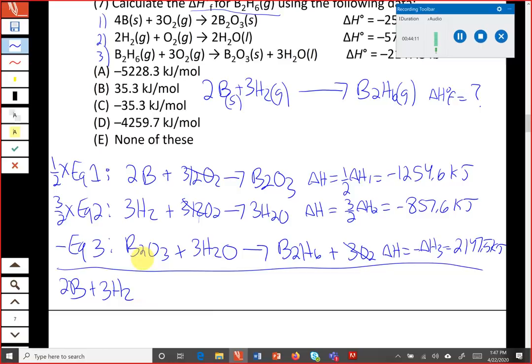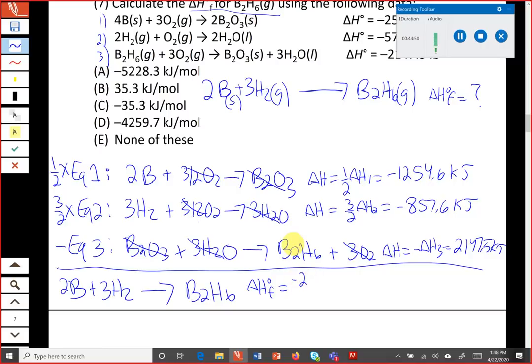And then here we have B2O3. B2O3 appears as a reactant, but it cancels out with the B2O3 on the product side, so we don't have any B2O3. And then our 3H2O on the reactant side and 3H2O on the product side cancel out. All that's left on the product side is B2H6. So that verifies that these 3 modified equations add together correctly to give us 2 boron plus 3H2 going to B2H6. And then the delta H of this, which is the delta H of formation for B2H6, is going to be just these three numbers added together.